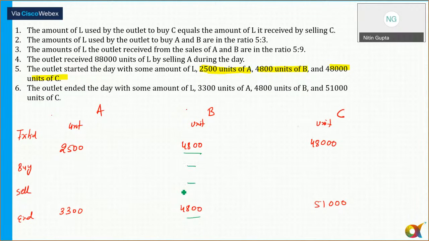All right. And here, for A, 2,500 units were there. So I bought some units and then sold some units. So the number of units which I bought has to be 2,500 plus 800. If I say the number of units which I sell is A, then I must have bought A plus 800 units, because the difference between the initial and the end is 3,300.